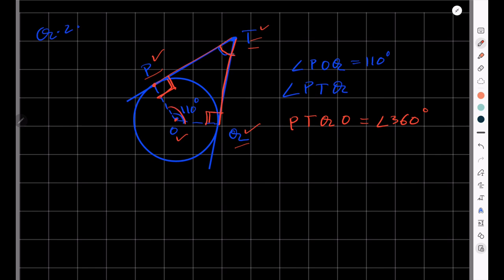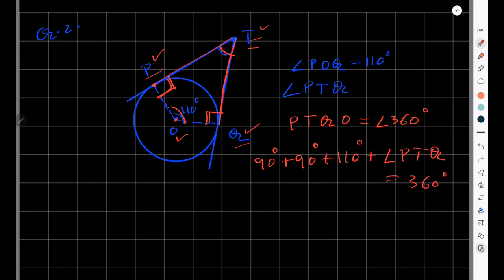These two angles should also be 180 degrees, so that all angles put together should be 360 degrees. Let us write that in the form of an equation. So 90 degrees plus 90 degrees plus 110 degrees plus angle PTQ should be equal to 360 degrees, isn't it?